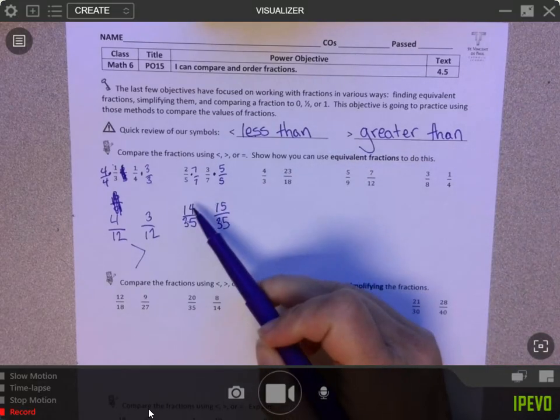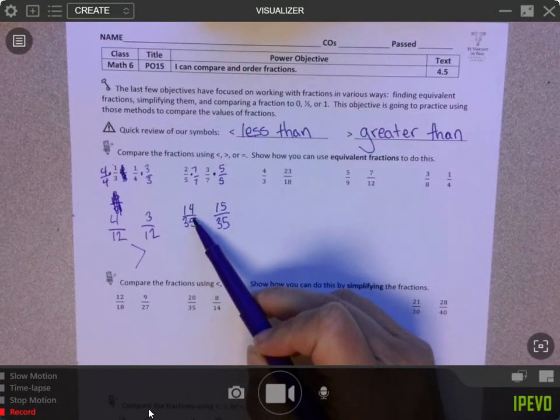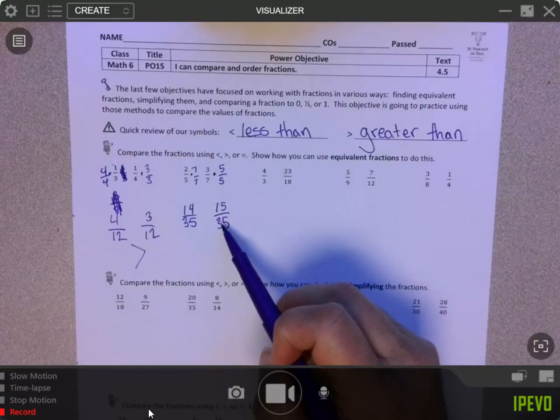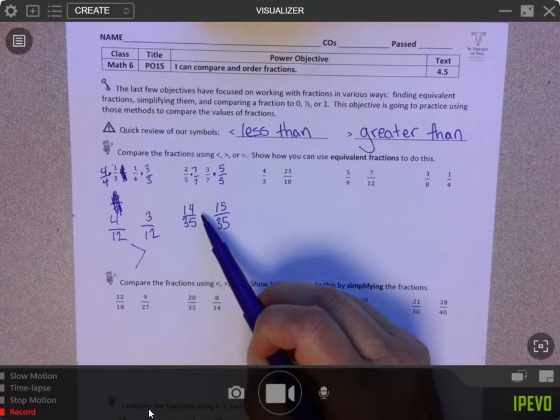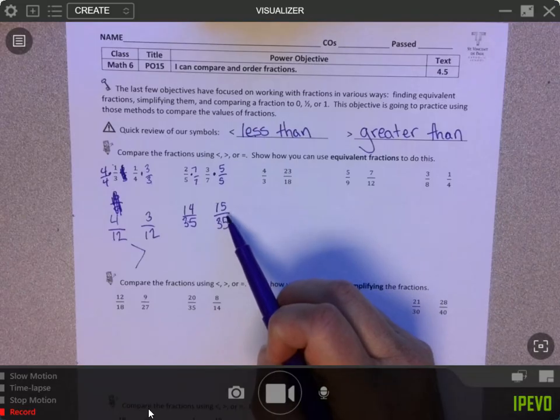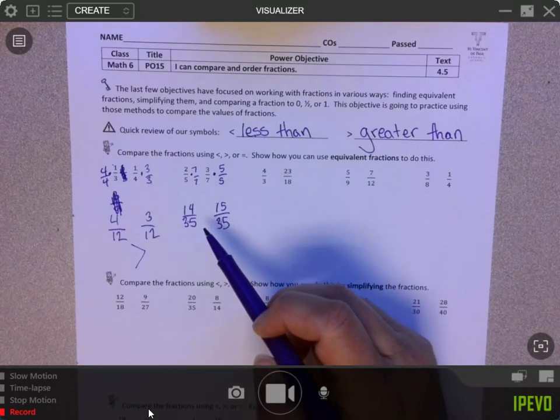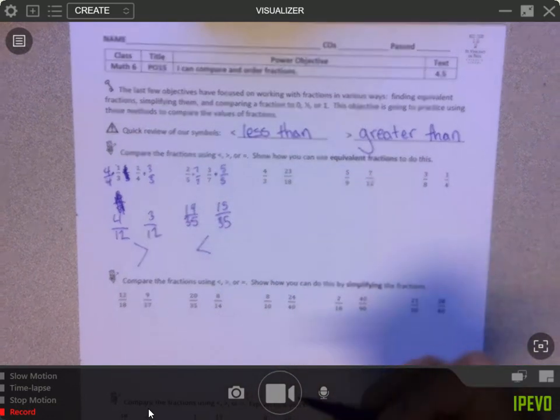So if we have our new equivalent fractions, our 14/35 and 15/35, is the 14 less than, equal to, or greater than the 15? Natalie? Less than. So we're going to put the less than symbol.